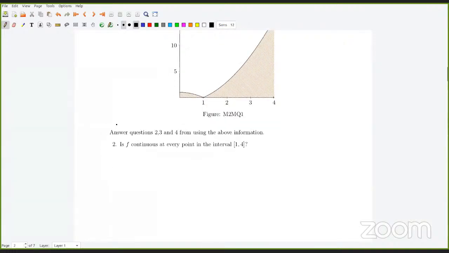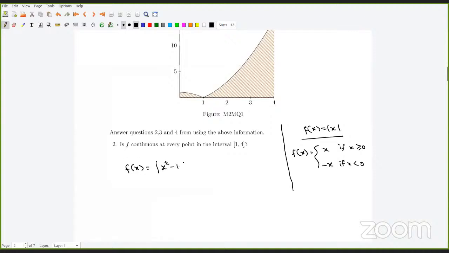Exactly. So for the mod function, as we have already seen, suppose f(x) equal to mod x, we can write it in this form: it is x if x is greater than or equal to 0, and it is minus x if x is less than 0. So here we are given f(x) equal to mod of x square minus 1. I can write it similarly: it is x square minus 1 if x square minus 1 is greater than 0, and it is minus of x square minus 1 if x square minus 1 is less than 0.